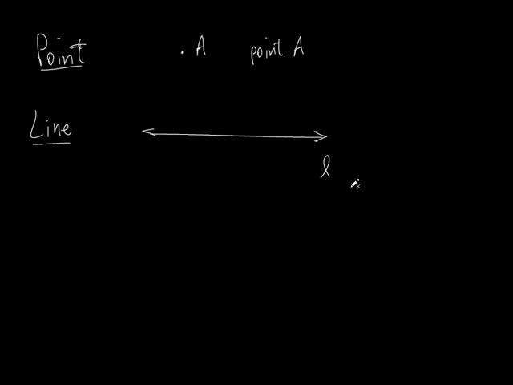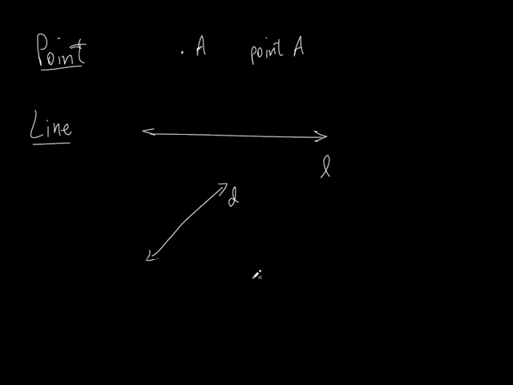Or you could call it line M, or little m. You can use any letter you want. I just decided to call it line L. So that's one way we could describe that line. There might be another line that looks like this. That's not line L, because line L is this line. This might be line, I don't know, D, lowercase. So that's one way that we can describe a particular line.